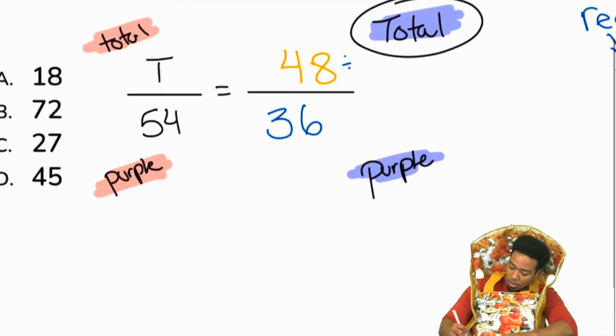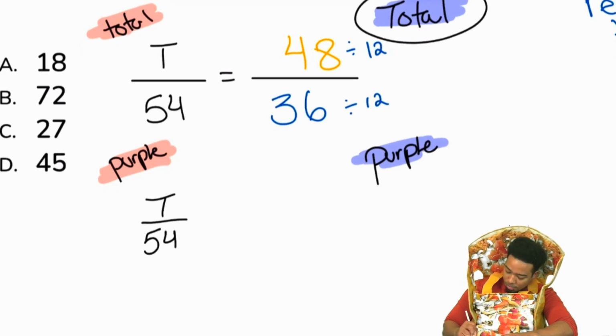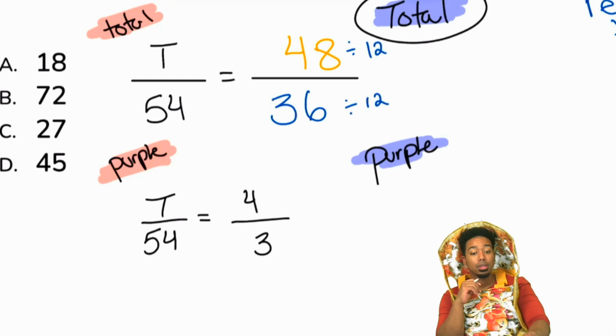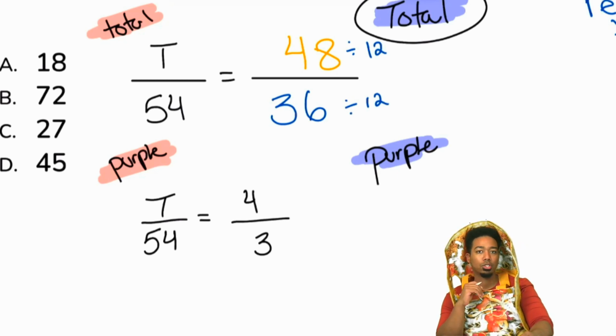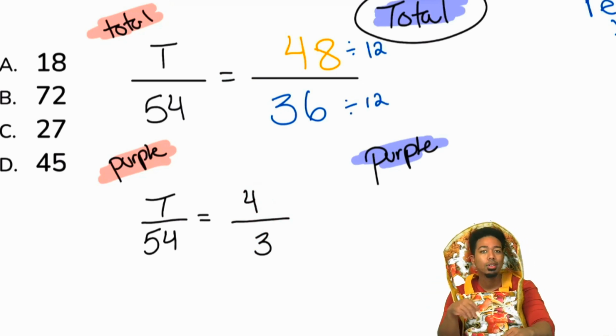We'll divide both the top and the bottom by 12. And look at the relief that this gives us. Because now we have t over 54 equals 48 divided by 12, that'll be 4, over 36 divided by 12, that'll be 3. Look at that. This makes this a much more manageable situation than figuring out what the product of 54 and 48 is. I don't care what that is. I don't want to do that if I don't have to. So simplify first. Give yourself an easier time. Much easier time.